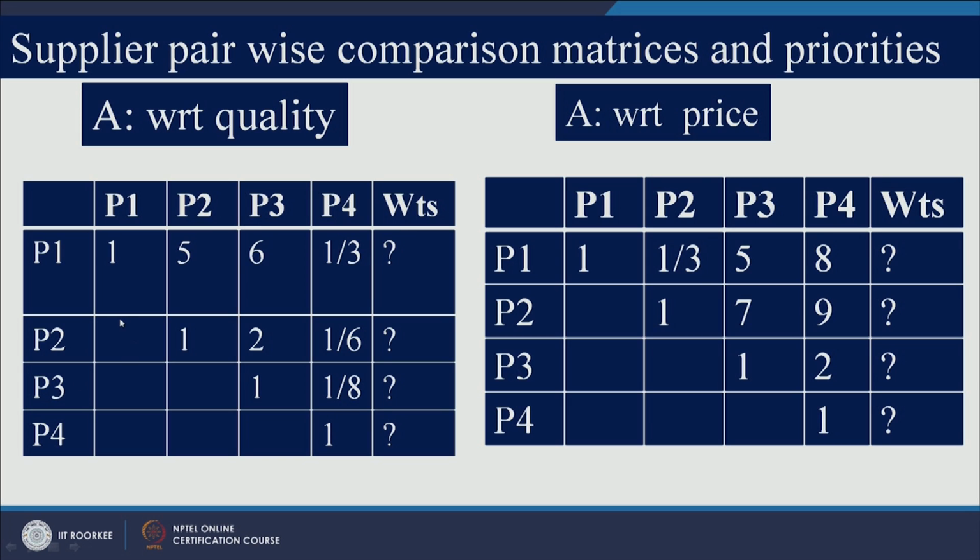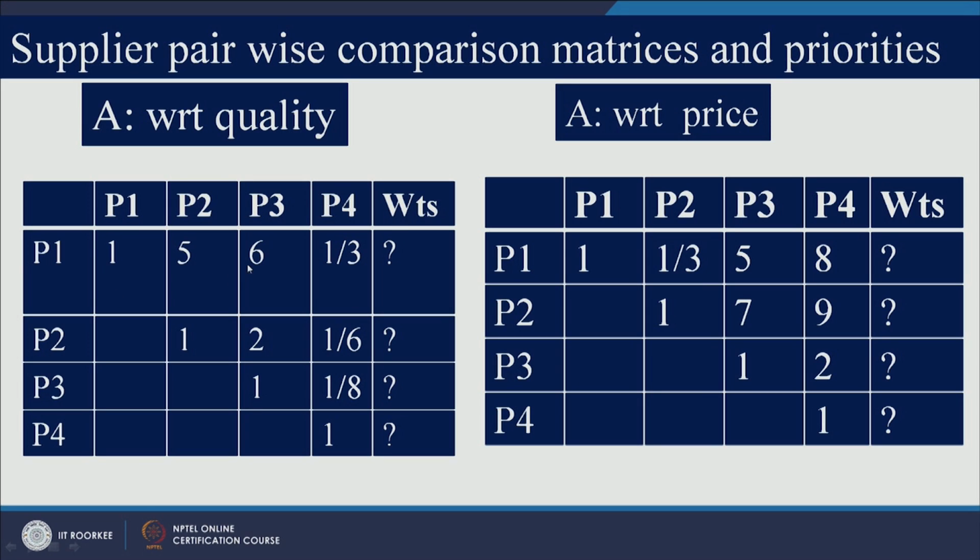The remaining cells can be filled similarly. For example, when I say P2 is 5 times as important as P1, it means P1 is 1 by 5 times as important as P2.